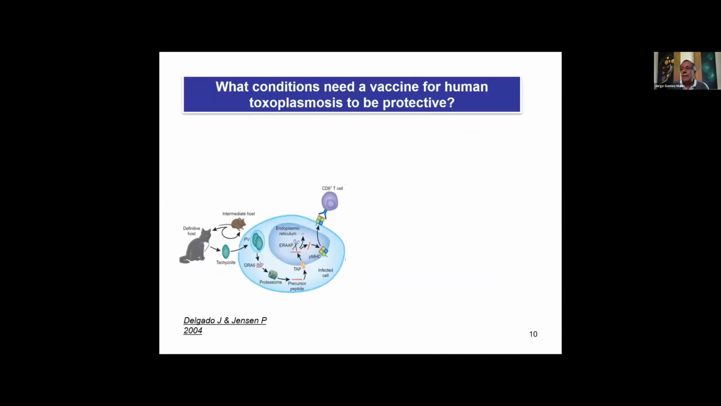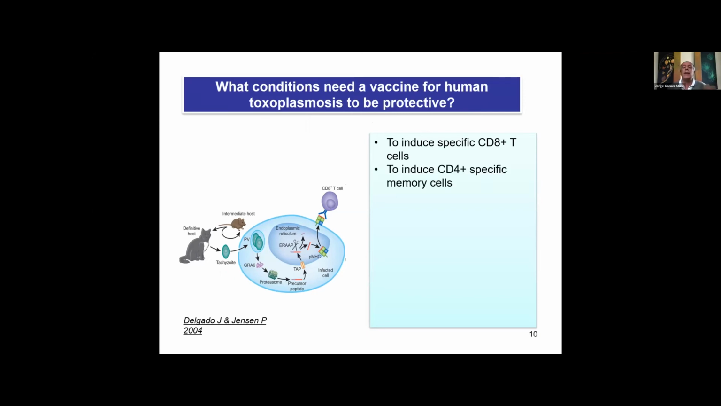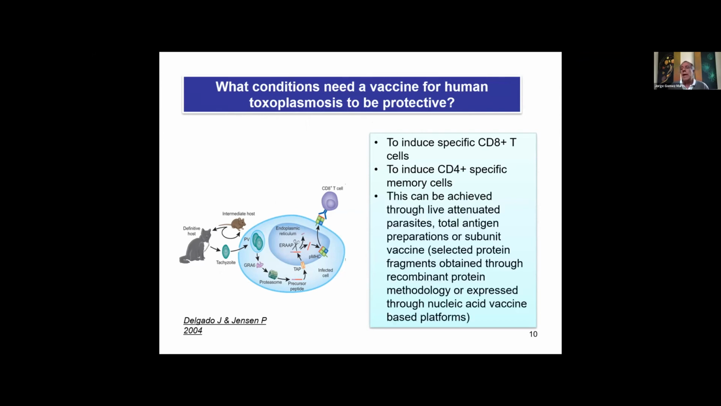But what is important to know is that for a useful vaccine for human toxoplasmosis, we need the vaccine to induce specific cytotoxic CD8 T cells, and also a very important response of CD4 memory cells, because we need the memory for long-term protection. This can be achieved, and it can be shown that with any of the good candidates in the mouse model, we can achieve that kind of immune response.